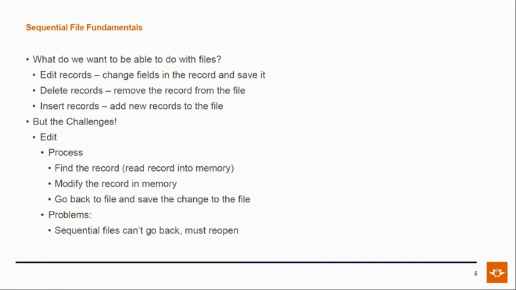Now, if you think about your sequential files, how would you do that? How would you edit a sequential file or edit a specific object in a sequential file? The process that you most likely would think of is that you need to find the record first, read it into your memory, so have it active in your application, modify the record in memory, so modify it with your application, and then go back to the file and change it in that file.